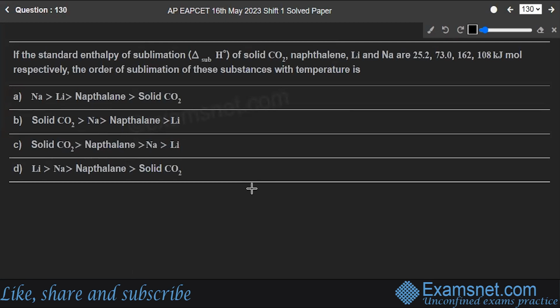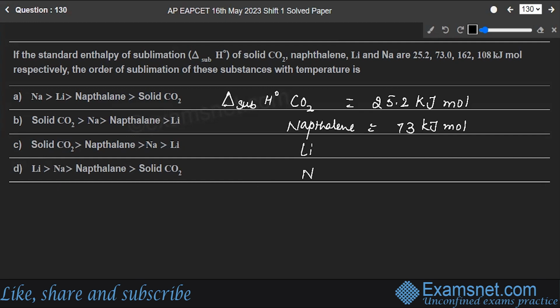The standard enthalpy of sublimation of solid carbon dioxide, naphthalene, lithium, and sodium are given respectively. Order of sublimation of these substances with temperature is. So you have standard enthalpy of sublimation for carbon dioxide as 25.2 kilojoules per mole. For naphthalene, 73 kilojoules per mole. Lithium and sodium. For lithium, this is 162, and for sodium, it's 108 kilojoules per mole.